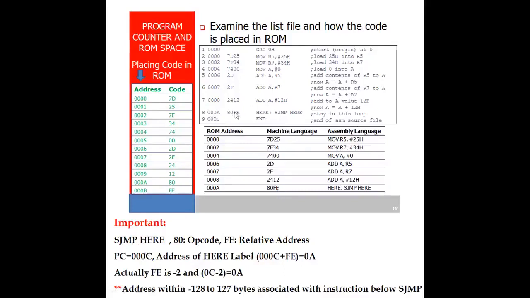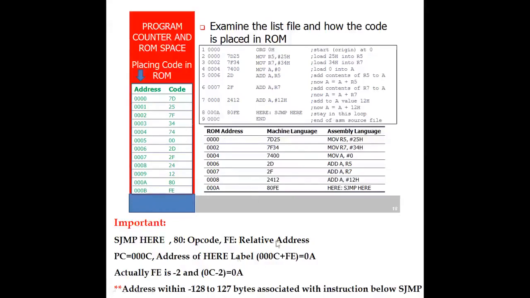Here the relative address is FE. How do we find that relative address? It is a 2-byte instruction, so 80 is placed in memory location 000A. After that, 000B is loaded with the value FE, and then the program counter will indicate location 000C. So if we write the instruction SJMP here, it will direct the program counter to come back from location 000C to location 000A.